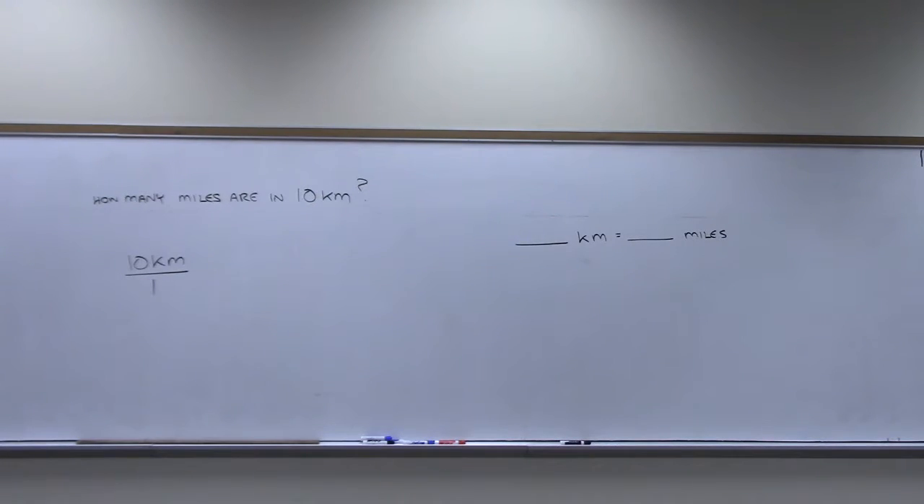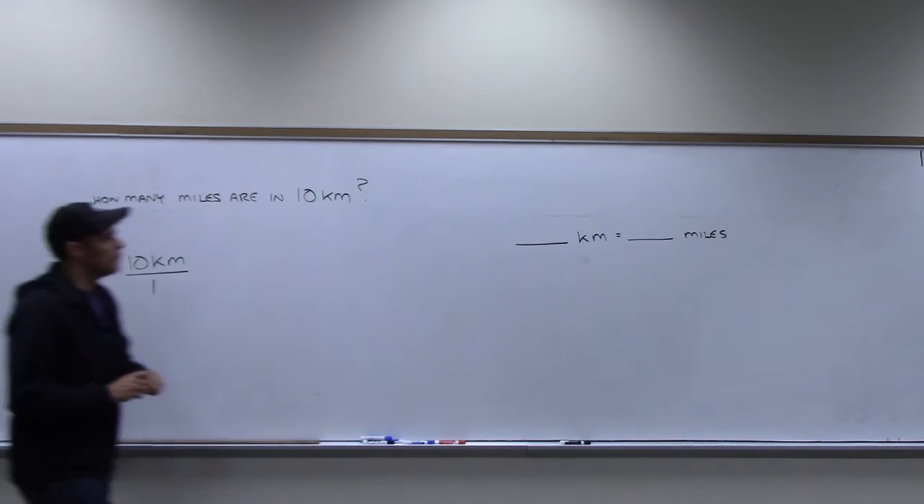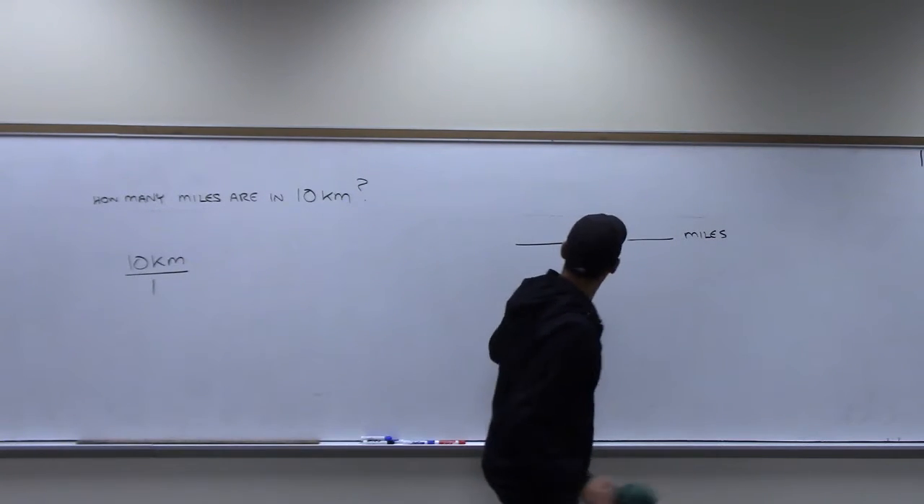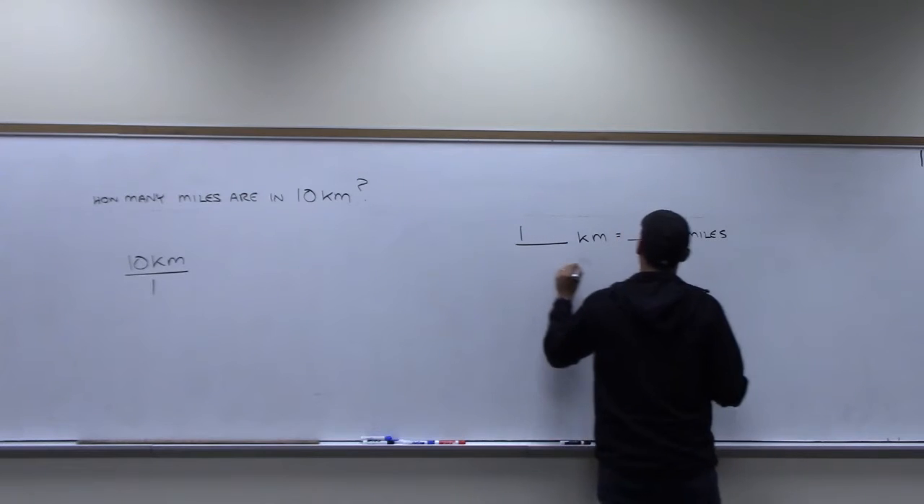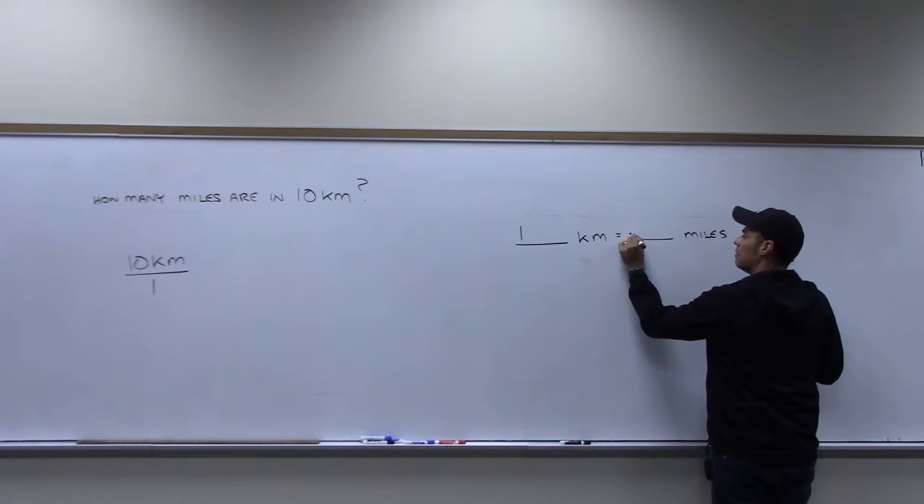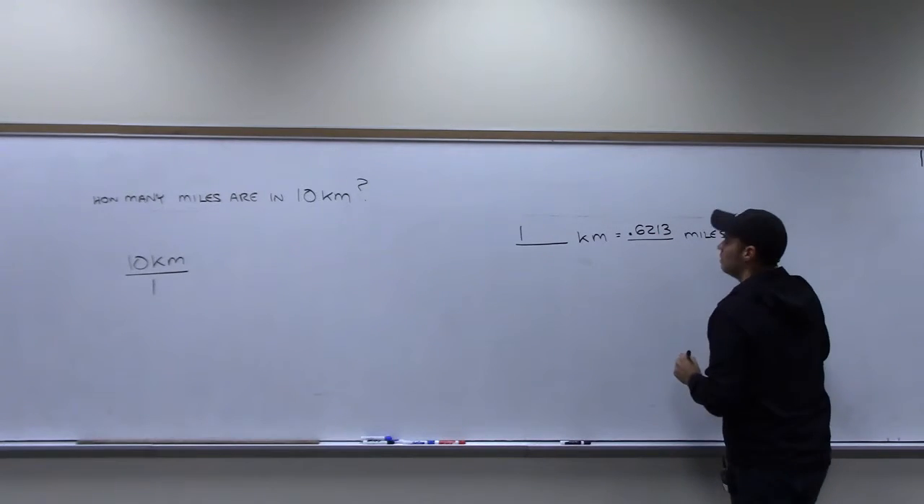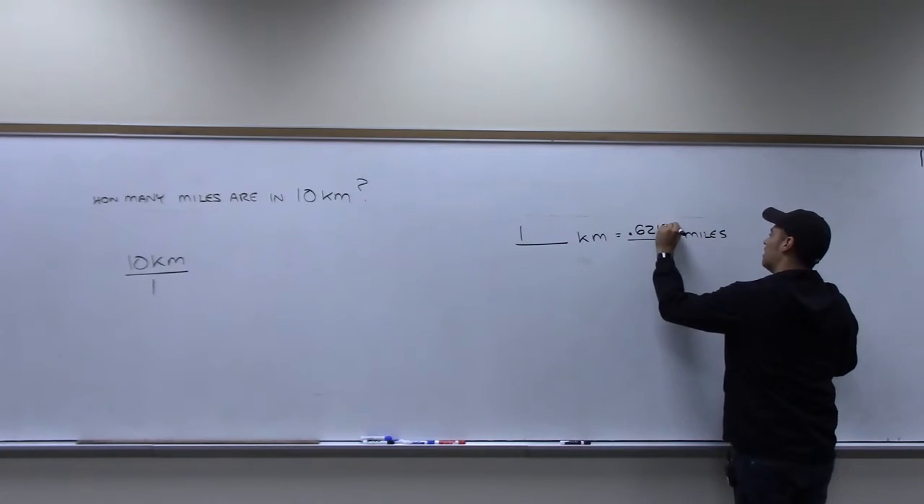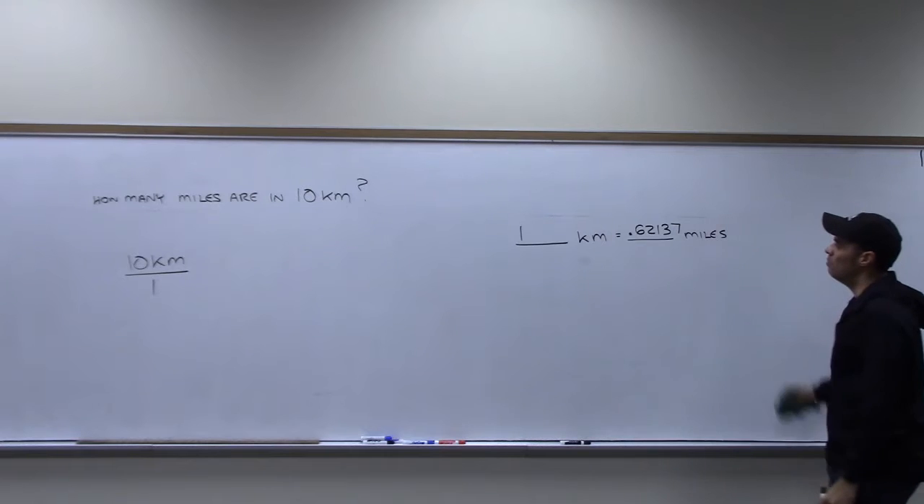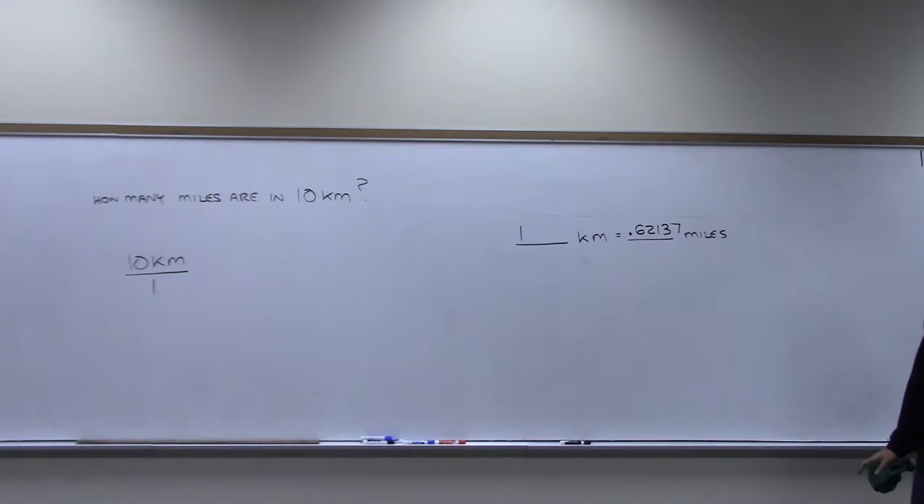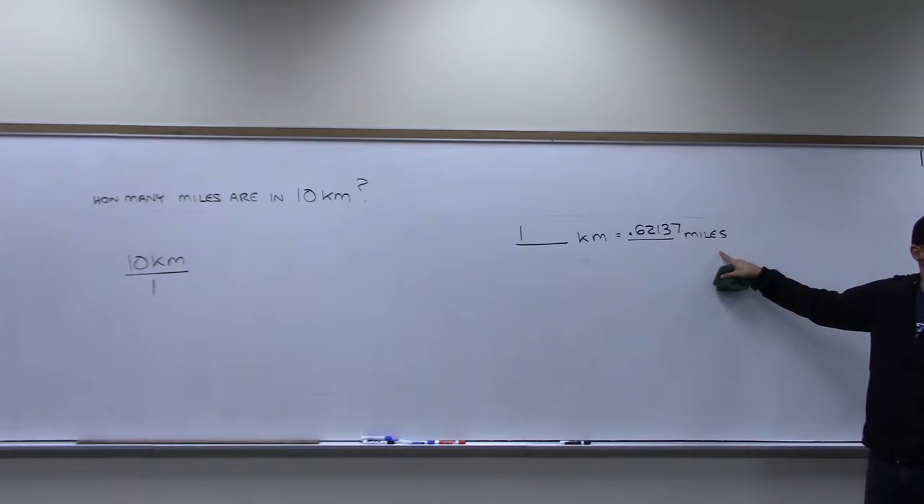So, do you have something on here that connects kilometers to miles? Yes. What does it say? 1 kilometer is what? 0.6213. I think that's good enough. 0.62137, right? Something miles. Everyone see that on there?